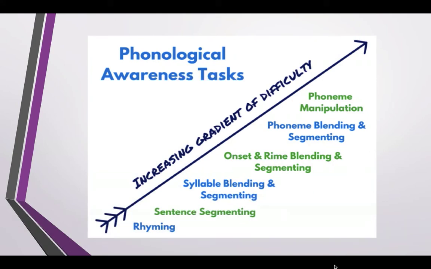Generally, you'll see the earliest children understanding rhyming, then moving towards being able to segment sentences and understanding word by word, understanding syllables and blending and segmenting based on syllables, understanding onset and rhymes, blending and segmenting there, and then phoneme blending and segmenting within a word, and then the idea of phoneme manipulation where you might be adding, deleting, substituting different phonemes.